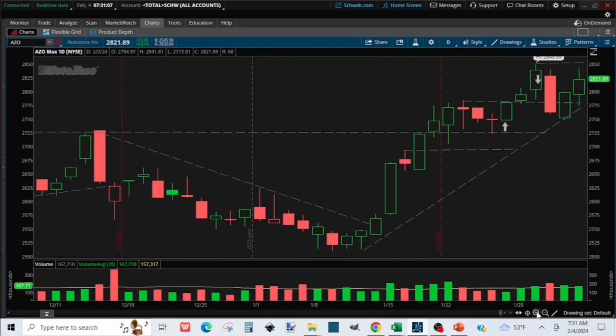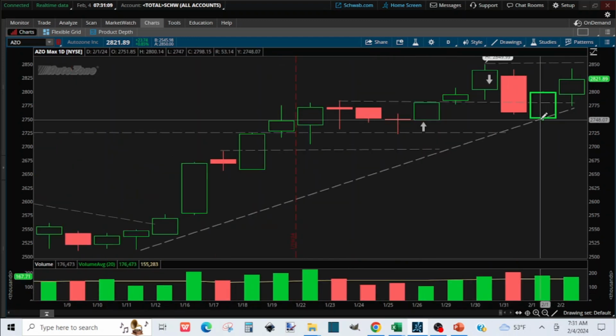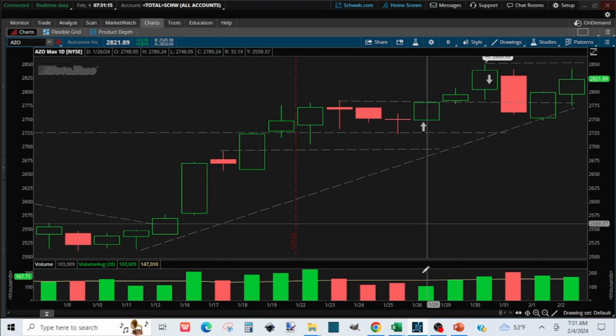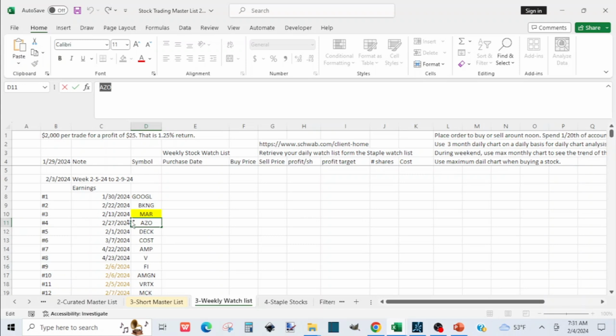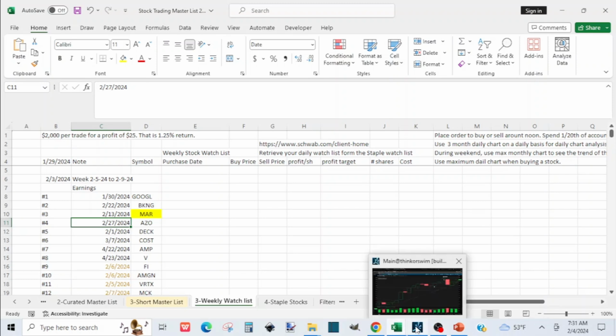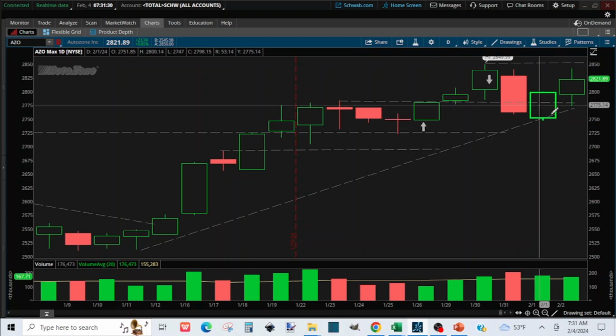So now let's get closer. I could have purchased at this green bar, and I didn't. It could have something to do with the earnings date. So I will go back to my spreadsheet and look at the earnings dates. No, the earnings date is 2/27. So technically I could have purchased it on Thursday. Was it Thursday? No, it was 2/1, and I didn't, and I'm not sure why. Or maybe I placed an order for it, but it didn't go through.